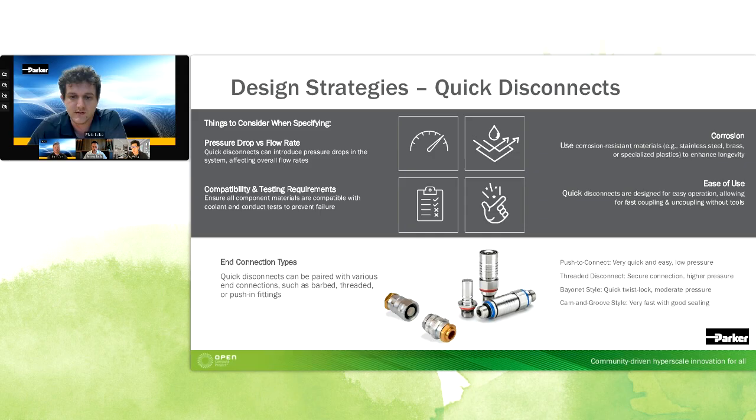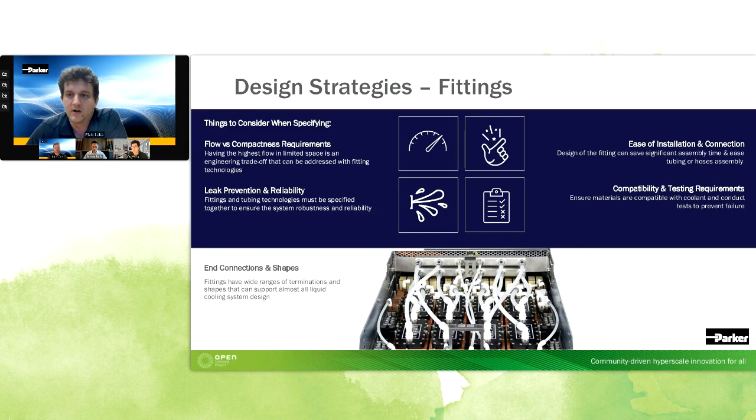On the next slide, we're going to talk about fittings. Whether that be the end connections on your hoses or your tubing, or however you're going to make a connection between point A and point B on your system, you're going to use some sort of fitting. Fittings are very similar to valves or quick disconnects in a way, but the only difference is that there's nothing inside. There's no valve function inside the fitting itself in most cases.